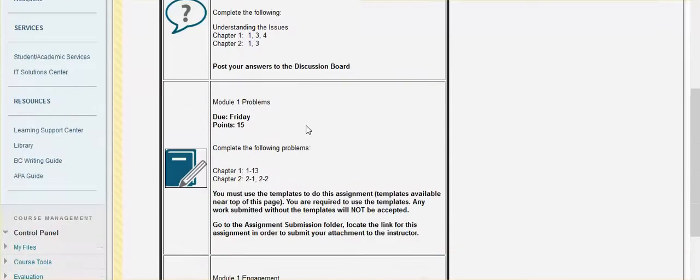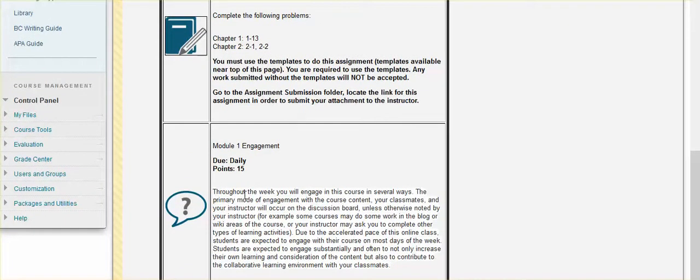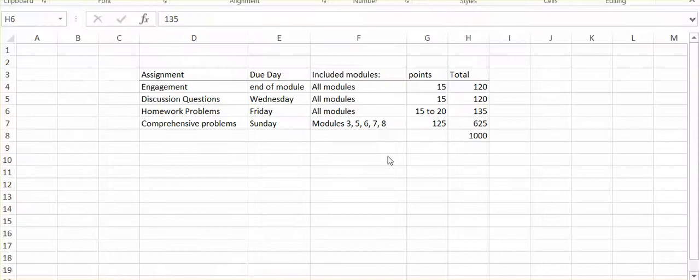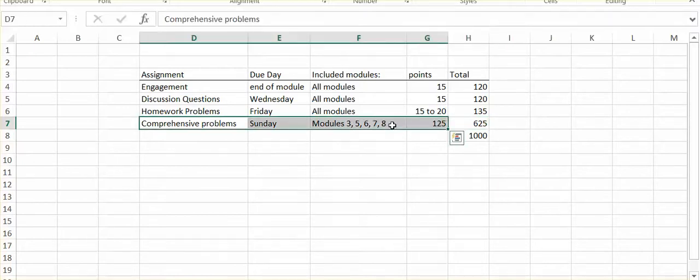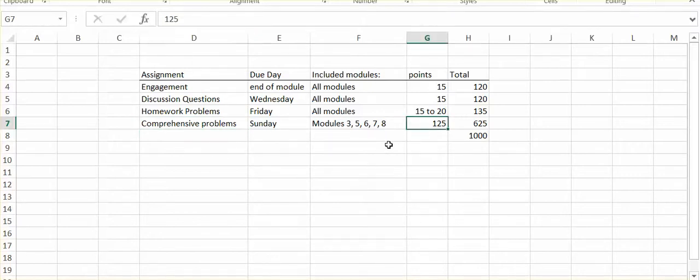And in Module 1, there's no comprehensive problem, but if there was, it would be located down here. But you can see that in Module 3, 5, 6, 7, and 8, you have comprehensive problems worth 125 points. This is by far the most important problems you'll work. These are not harder than the homework problems, so don't worry about that, but you do need to worry about making sure they're complete and correct as much as possible, because they are worth such a huge chunk of your points.